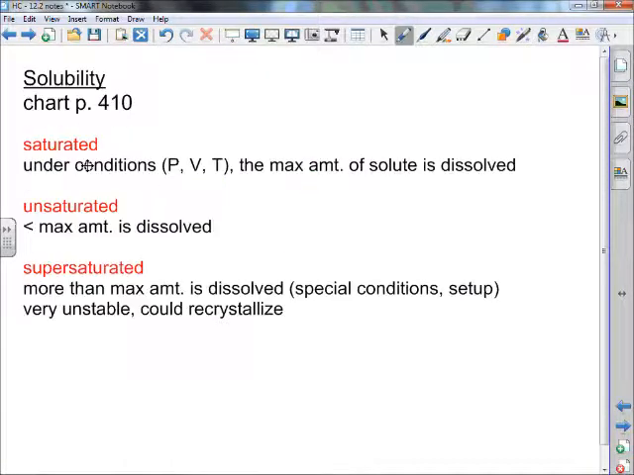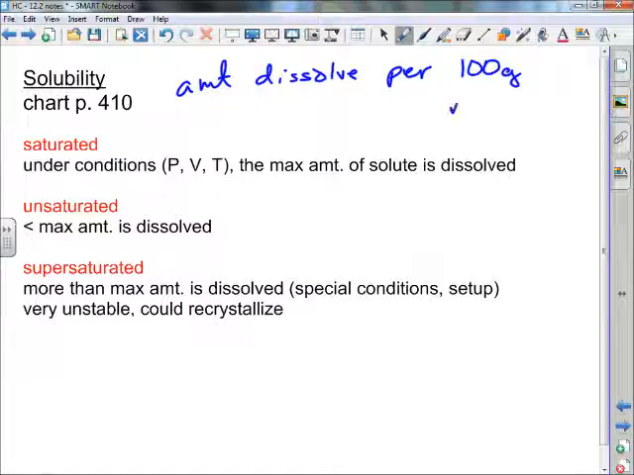Moving on to some stuff that you probably don't know as much about. Well, on page 410, they have this chart. It's called the solubility of solutes chart. And what this tells us is how much will dissolve per, in this case, 100 grams of water. And you have various temperatures. And that's how every chart is going to be. How much of the chemical will dissolve? But you've got to quantify it. How much will dissolve in an amount of water, but also at a certain temperature for this to be true.